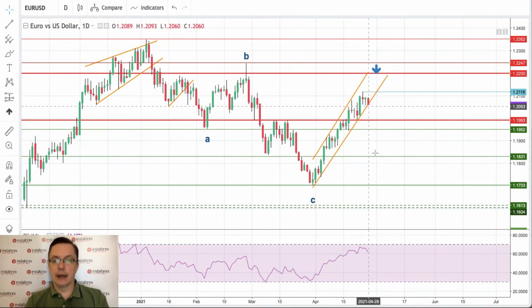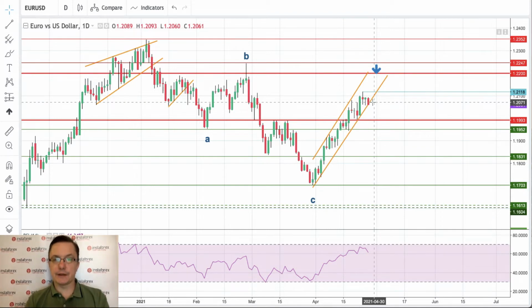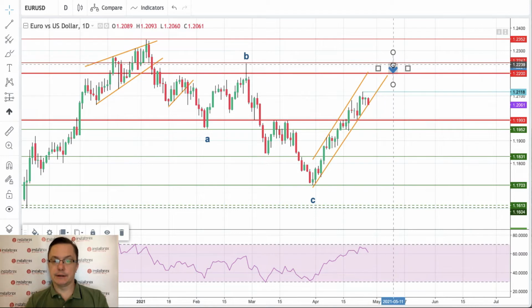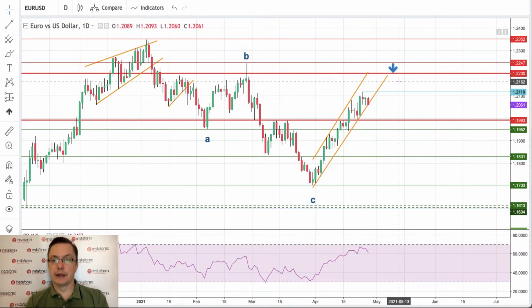However, on the other hand, if the Fed will deliver and people will start to buy the euro, of course, the next target is 1.22, which is the next immediate technical resistance level for the bulls.